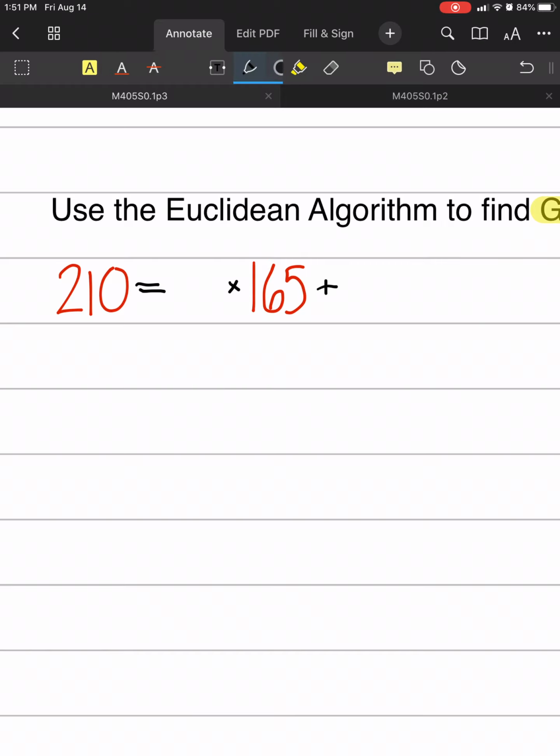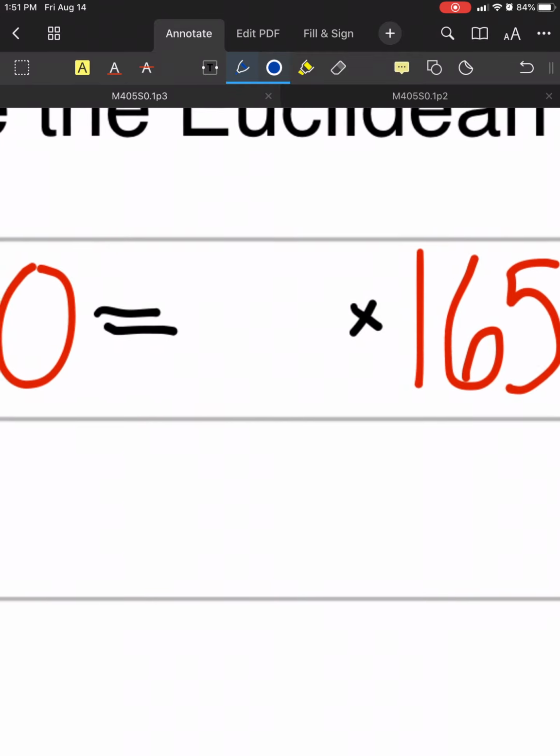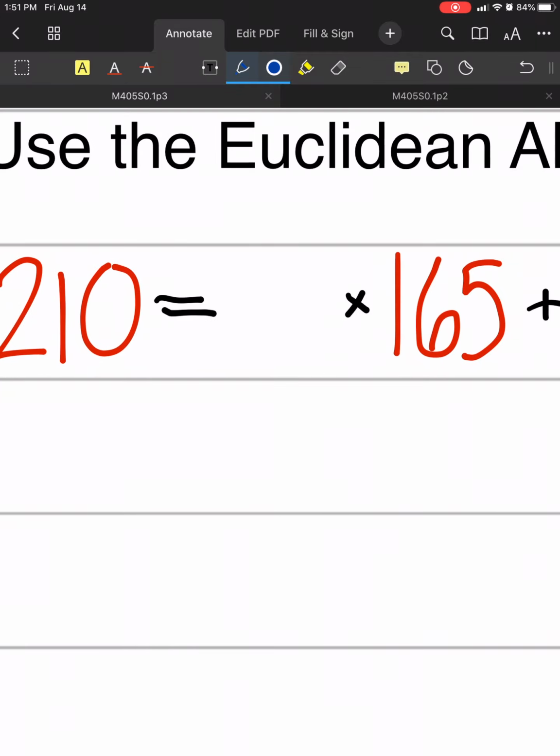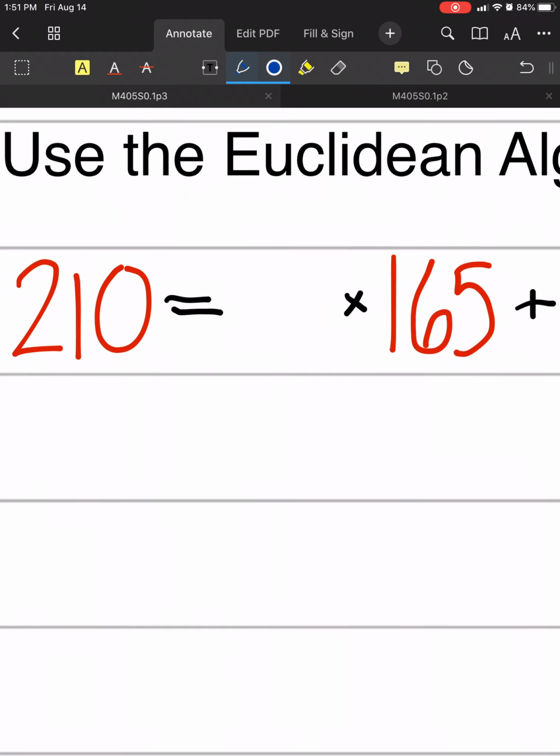Okay, if we're all back, then we should be able to zoom in here. If we look at this, 210 is equal to some multiple of 165 plus some remainder. Well, the multiple here clearly is 1. 165 is smaller than 210, so you can pull one out, but if you double it, you get 330, which is bigger than 210, so you can't pull another one out. So that's essentially what you find here for the quotient.